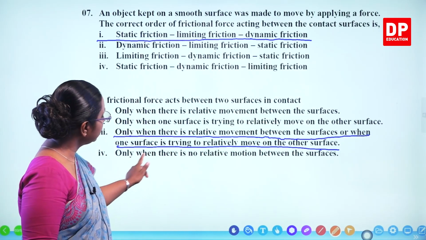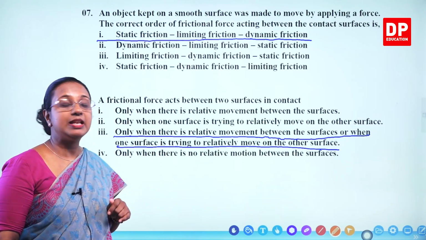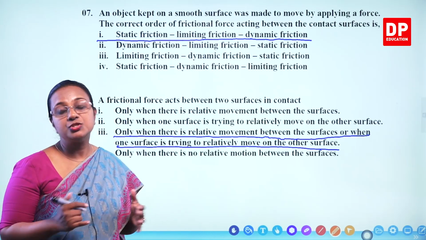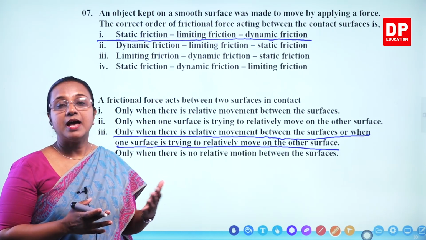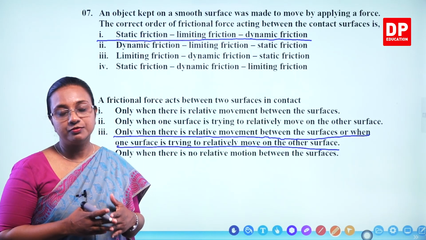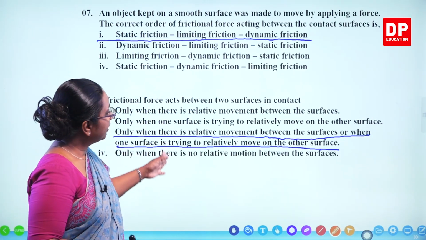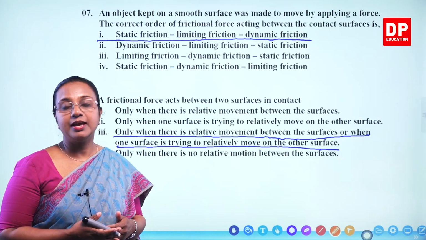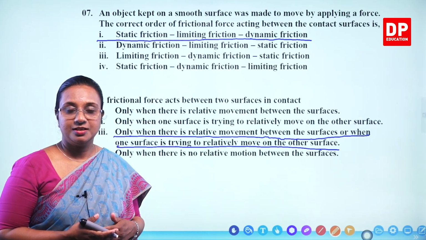Fourth one, only when there is no relative motion between the surfaces. If there is no relative motion, there is no frictional force. So, with this, we have answered all the extra questions.